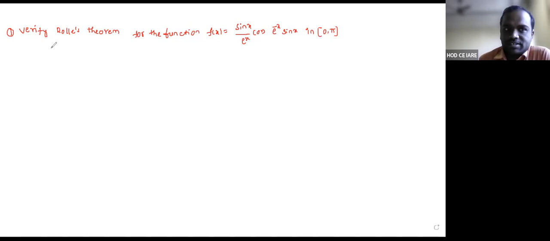This is the question given. Verify Rolle's theorem for the function f of x is equal to sin x by e power of x, or e power of minus x into sin x, in the closed interval of 0 comma pi. Now we will write the solution for this.